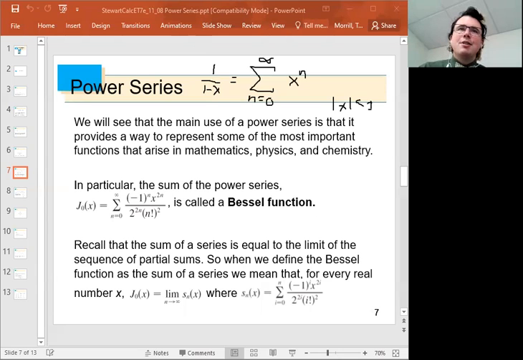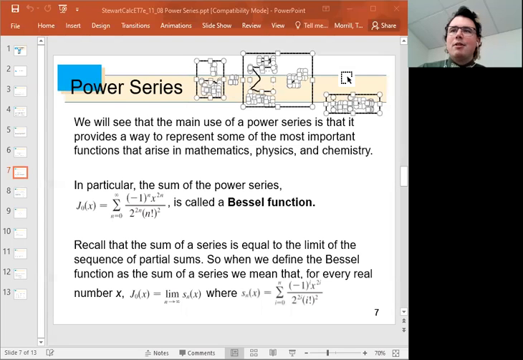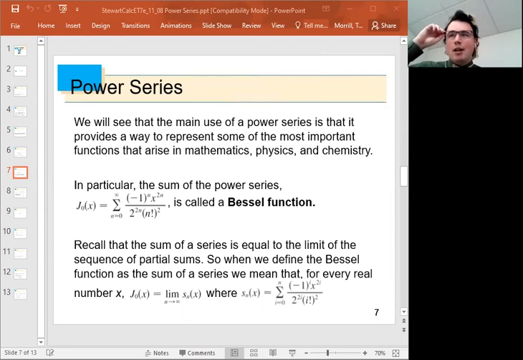So some functions, like this rational function right here, in a certain region, as long as my x is small enough, can be represented by a power series. And depending on where you end up going, what your major is, you'll very likely encounter other functions that come to you written as a power series.